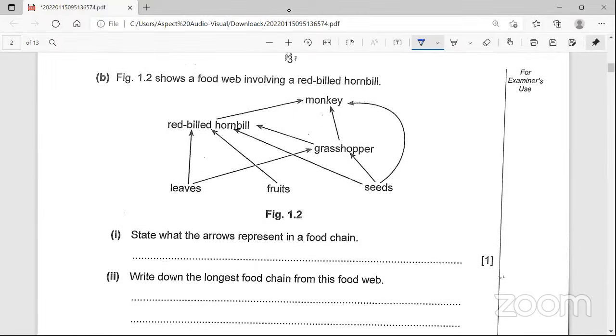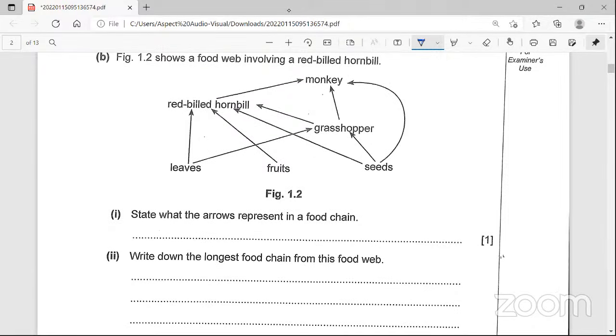Right. Page 3, yes. Are we all there? Now it's figure 1.2, which shows a food web involving a red-billed hornbill. You've got your food web there. So you need to identify your sources, guys. First, identify the producers. Are we together? You've got your leaves, you've got your fruits, you've got your seeds.